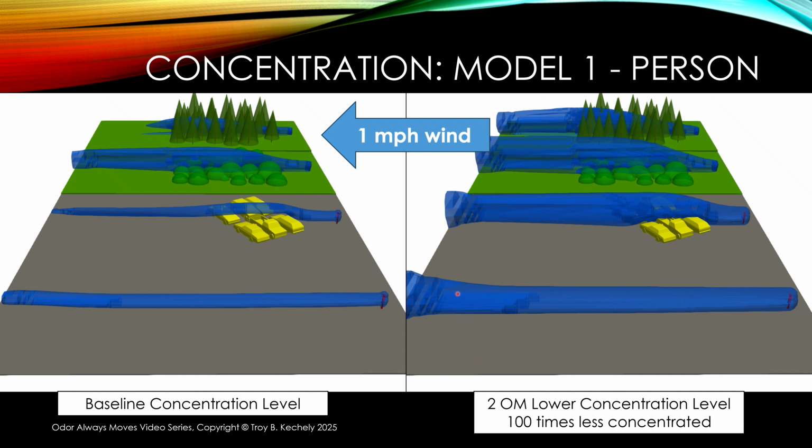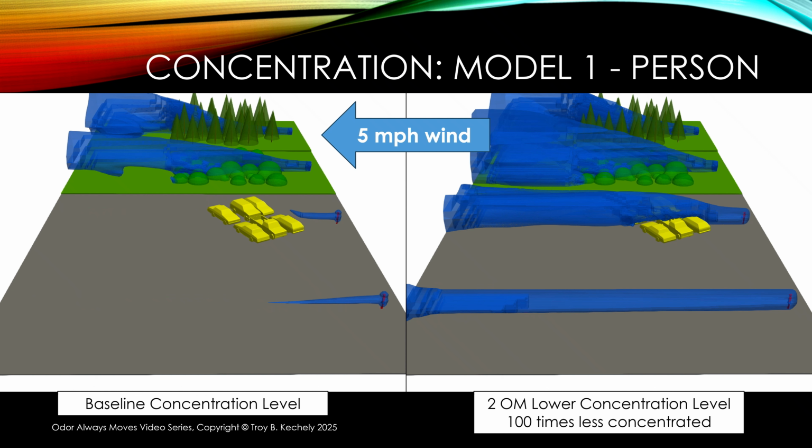And now the 2 orders of magnitude, or 100 times less concentrated. Well, you can see it's occupying a much larger area. And at 5 miles per hour, you can see a pretty big shift. And again, you see that higher concentration at baseline basically be non-existent beyond maybe 10 meters. But then you go to the lower concentration, it's still well defined, still going downrange, and you can see it's quite extensive up in this area. And again, the impact of vegetation is, you can see, relative to the odor concentration.